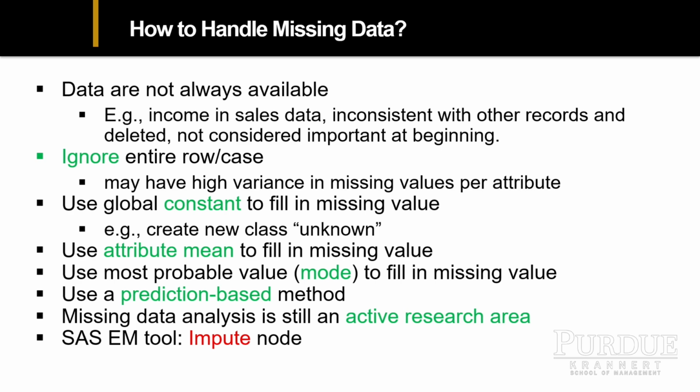A very easy way is to just ignore all the missing values. However, if you have many missing values in your data set and you simply remove them, you will have large variance in your remaining data set, and you will lose lots of information for the remaining modeling. Or we can use a global constant to fill in the missing value. And then there are many other smarter ways to do missing value imputation.